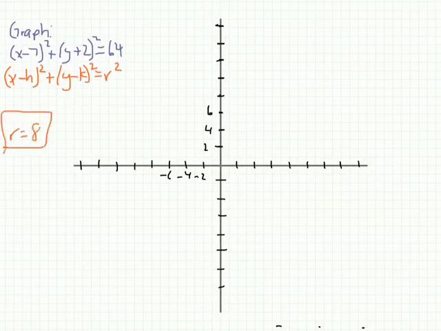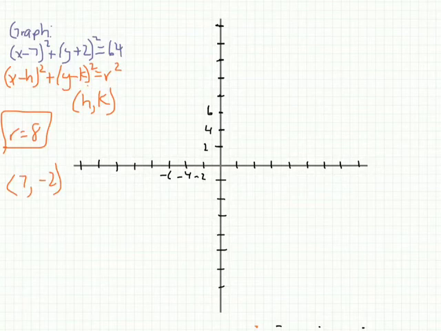And if the center of our circle is (h, k), then according to here, our h is 7, and our k would be negative 2, right? Because our equation has a positive and it's minus k, so it would be minus negative, so negative 2. So the first thing we need to do is graph (7, -2).